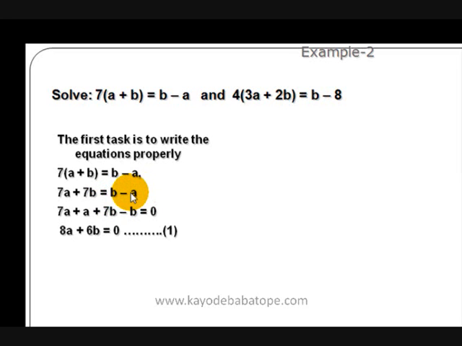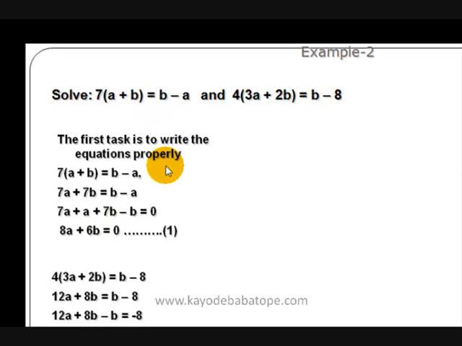And further, if you collect like terms, you'll have 7a plus 7b minus b equal to 0. And that gives us 8a plus 6b equals 0. So this is our equation 1. So this expression can be rewritten as this equation.